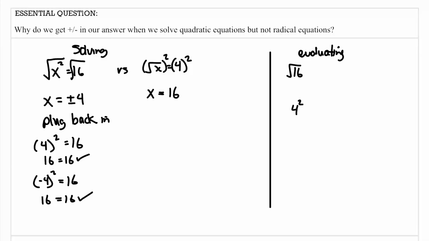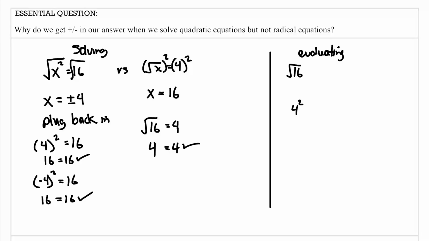That checks out. So now let's plug our answer back into the radical equation. We've got the square root of 16 equals 4. The square root of 16 is 4. But if we took the square root of 16 and said negative 4, that is not equal to 4. So that wouldn't work out if we plugged in both the negative and the positive answer.